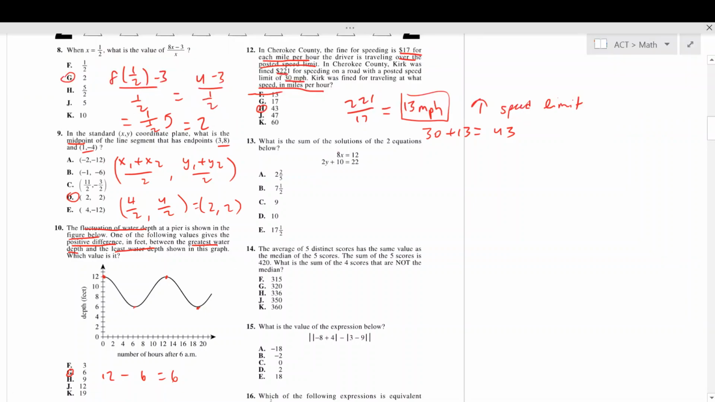Let's see. What's the sum of the solutions of the two equations below? So let's figure out the solutions to each of those equations. So 8x equals 12, then x is equal to 12 over 8, which is equal to, I'm just going to simplify here, 3 over 2. 2y plus 10 equals 22, so I'm going to subtract 10 on both sides, and we'll get 2y equals 12, y equals 6. So then x plus y, that'll be 6 plus 3 over 2. And then that'll be 7.5.